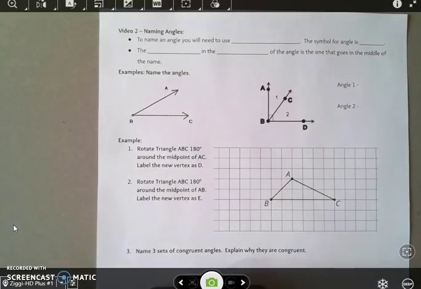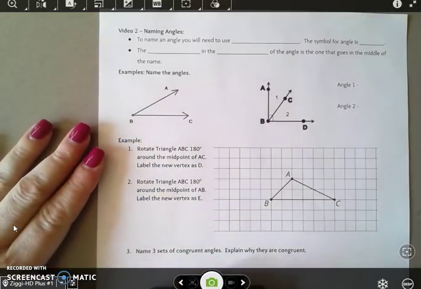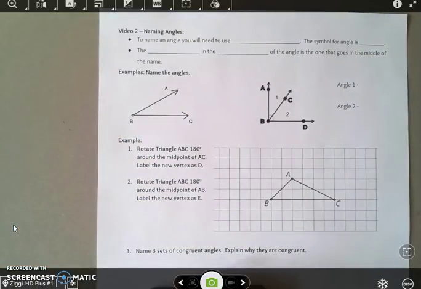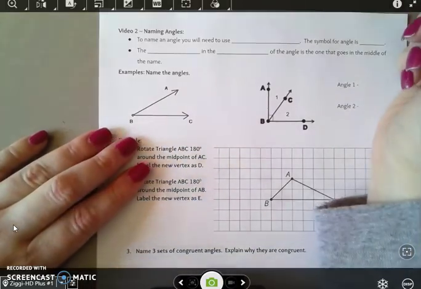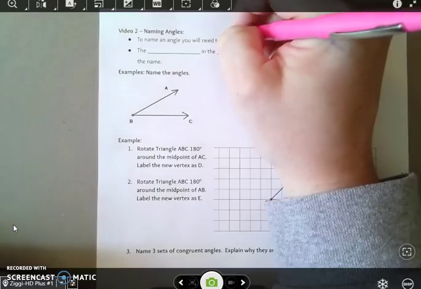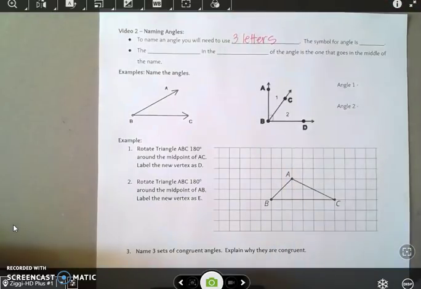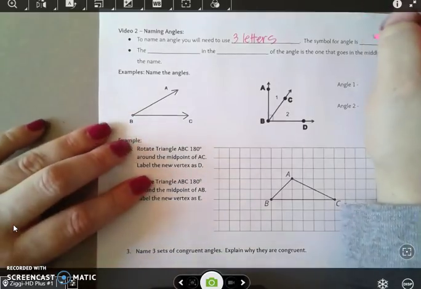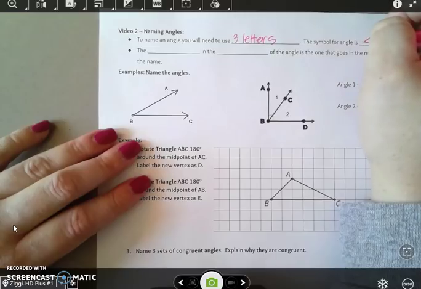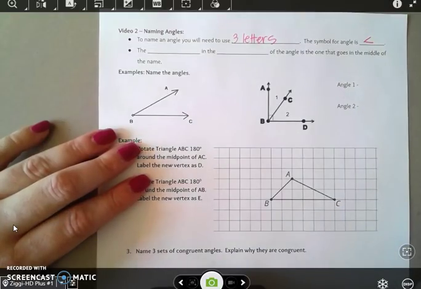Okay, so in the second video of the retake packet, we are going to look at naming angles. That was really something that I noticed we struggled with, was actually how to name an angle. So to name an angle, you will need to use 3 letters in order to do that. And the symbol for angle looks like just a little angle, kind of like that.